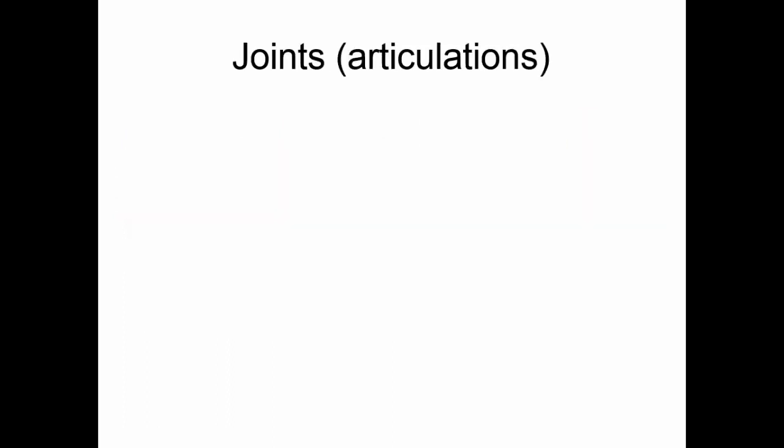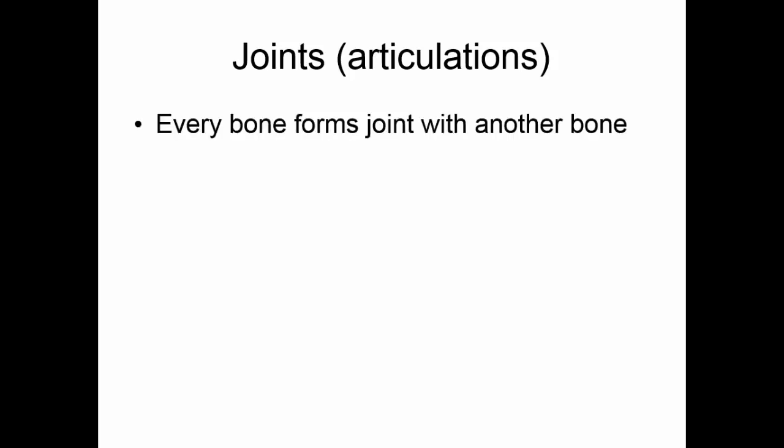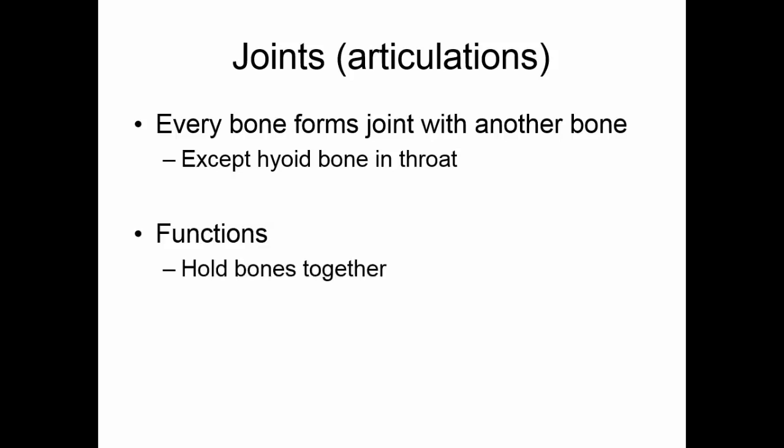The other part of the skeletal system are the joints or the articulations. Every bone forms a joint with another bone except for the hyoid bone. This is a little horseshoe-shaped bone in your throat that is suspended in muscle. Joints help hold the bones together and give us the mobility that we need if we're going to move around.